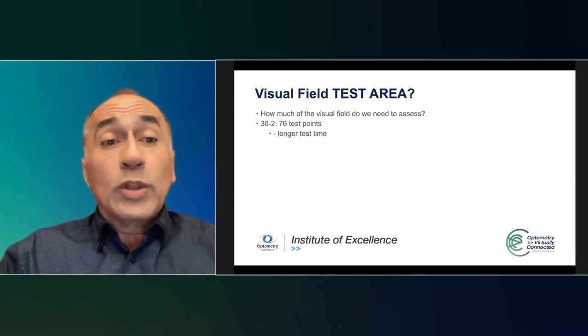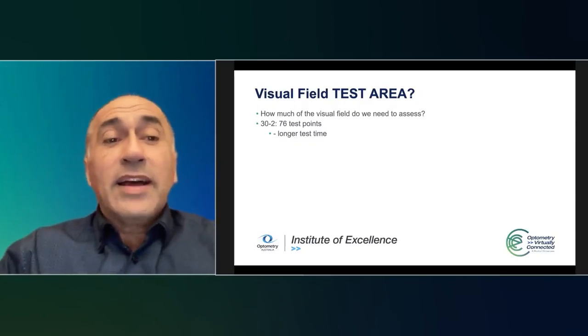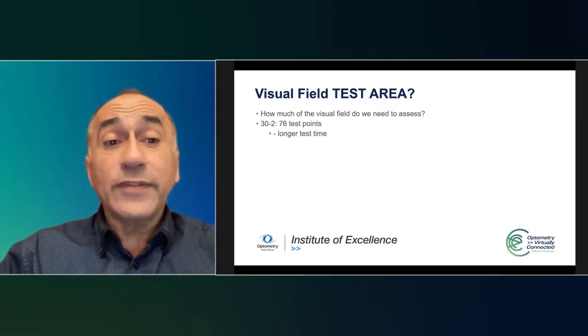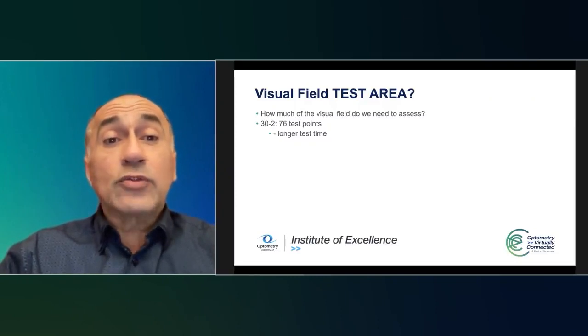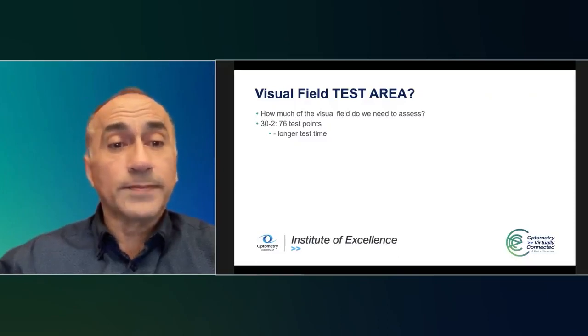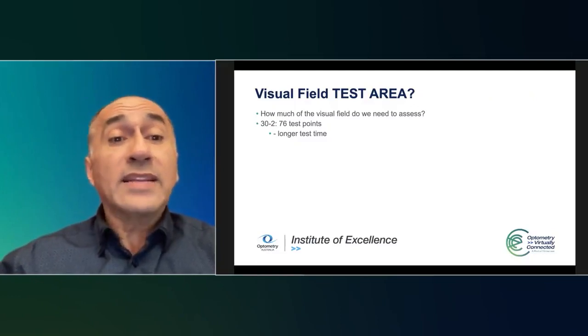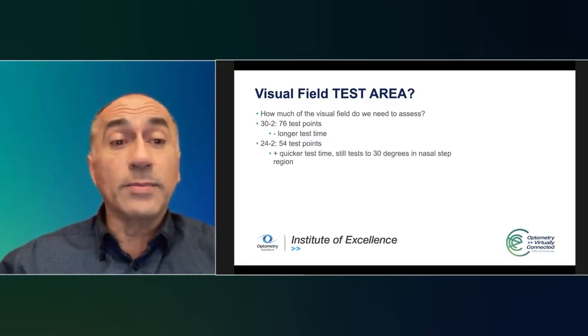Typical perimeters will test out to about 30 degrees in a thresholding strategy. And the Humphrey, which is probably the most commonly used, has a 30-2. It tests 76 points in the central 30 degrees. So 30 degrees from fixation either side. So it's really testing 60 degrees overall. It covers a fairly wide area, but it has a longer test time because it's testing so many points.